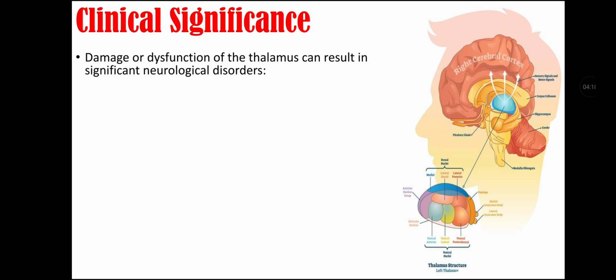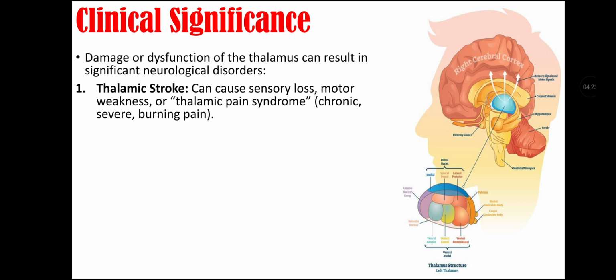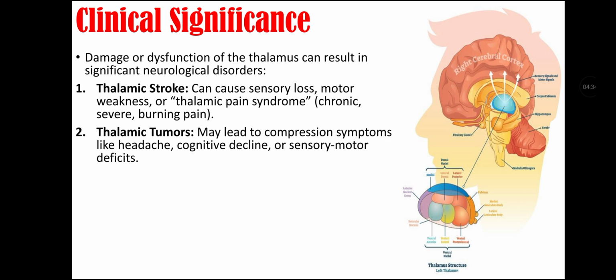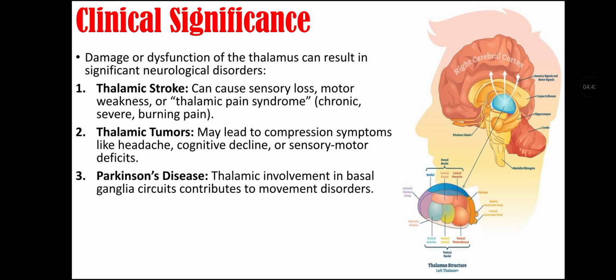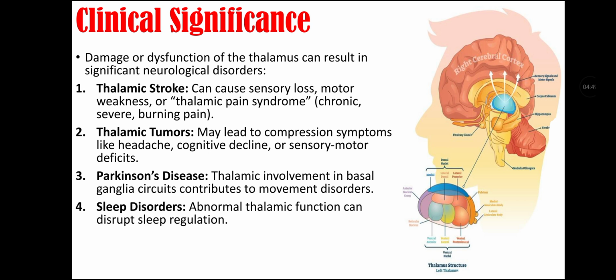Clinical significance of thalamus. Damage or dysfunction of thalamus can result in significant neurological disorders. First is thalamic stroke that can cause sensory loss, motor weakness, or thalamic pain syndrome, that is chronic severe burning pain. Second significance is thalamic tumors, as they may lead to compression symptoms like headache, cognitive decline, or sensory motor deficits. Third significance is Parkinson's disease, that is thalamic involvement in basal ganglia circuits that contributes to movement disorder.